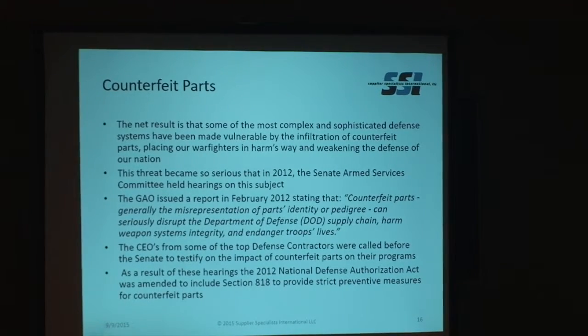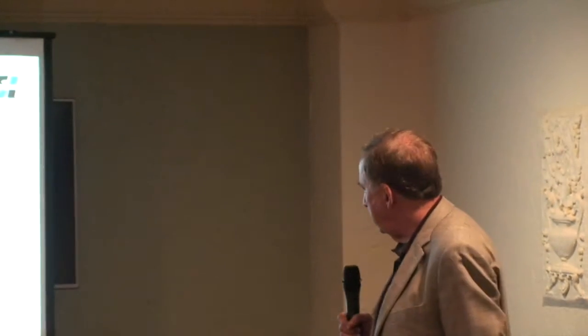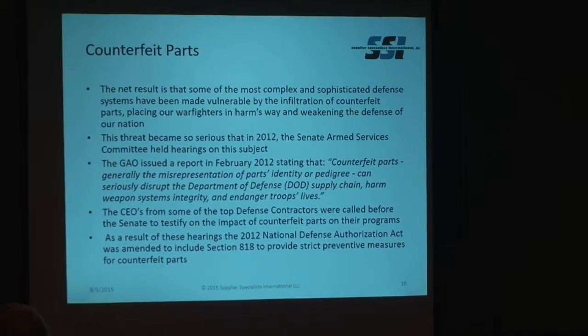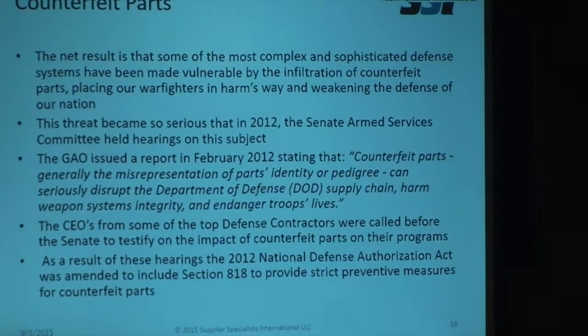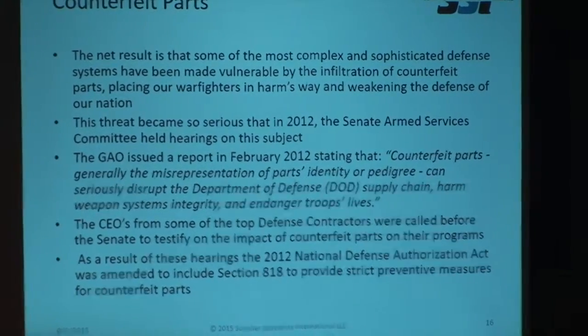So what happened is the GAO got involved after the Senate Armed Services Committee had their hearings, and you can see here in the quotations, counterfeit parts seriously disrupt the Department of Defense supply chain, harm weapons systems integrity, and endanger troops' lives. So, you know, one of the things that happens when you have a committee like this chaired by a bunch of powerful senators is the government decides to take action. So they used a multi-pronged approach. The first thing they did is they modified the Defense Authorization Act of 2012, and they added a new section called 818.